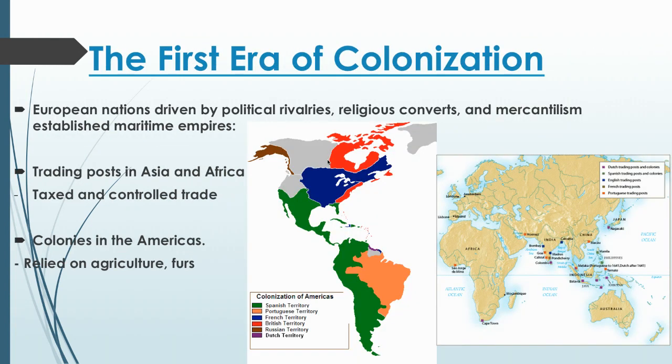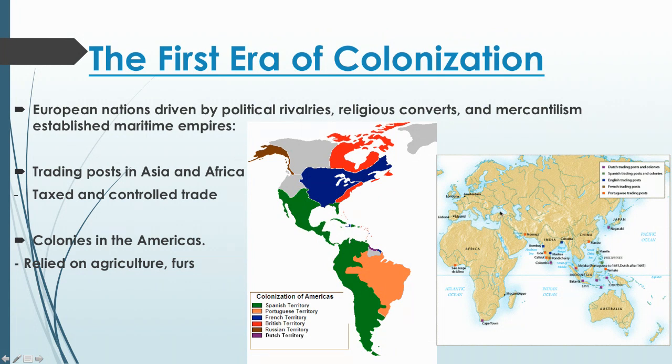Okay, we're getting on to our last third of this lecture, which is talking about the first era of colonization at a glance. European nations have claimed the New World, and they have started to claim the Indian Ocean region, India and Southeast Asia. What do all of these places have in common? All of this colonization is driven by political rivalries, religious converts, and mercantilism. Those are our biggest reasons why.